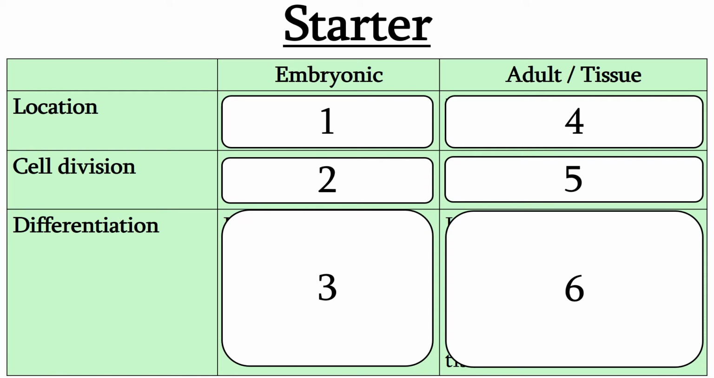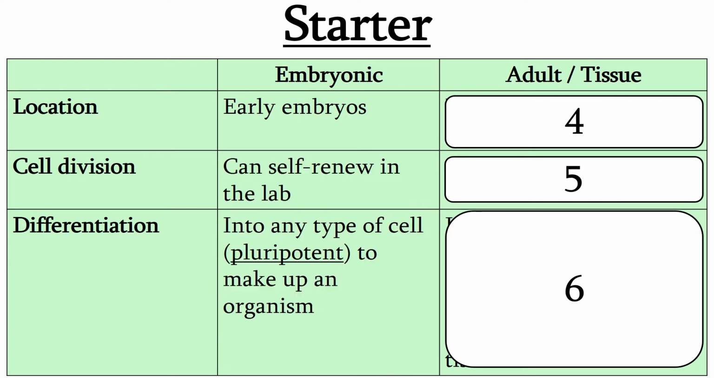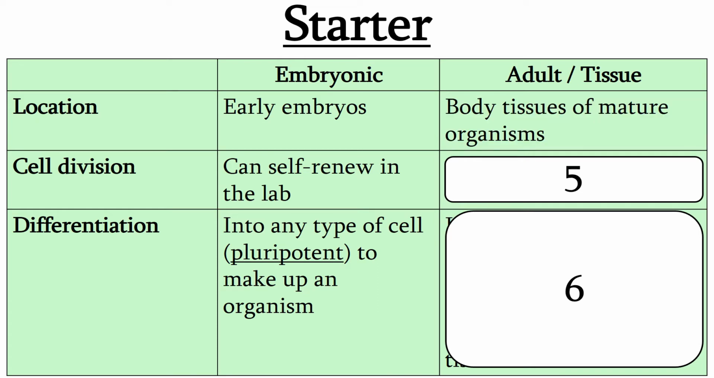Right, to begin with here, see if you can remember this from when you last did the section on stem cells. So press pause and see if you can fill in the blanks from memory, ideally. So embryonic, early embryos, number 1. Number 2, cell division, they can self-renew in the lab. 3, they can differentiate into any type of cell, which means they're pluripotent. Number 4, your adult stem cells, they're found in the body tissues of mature organisms.